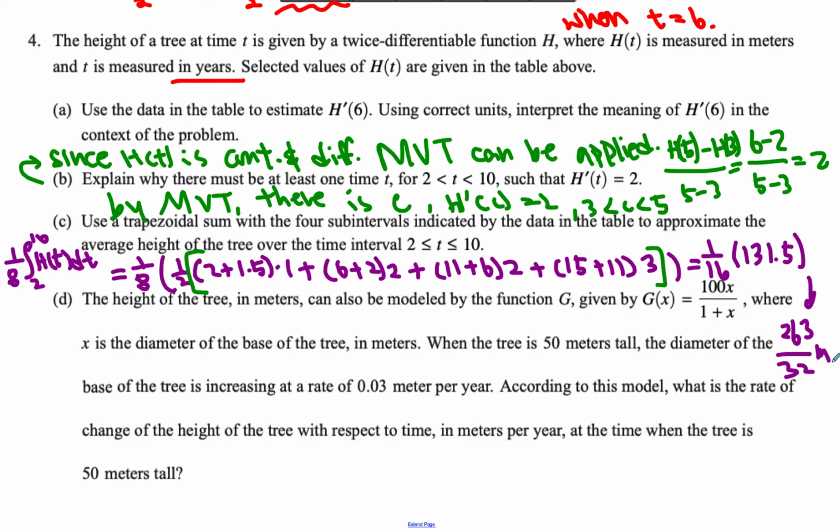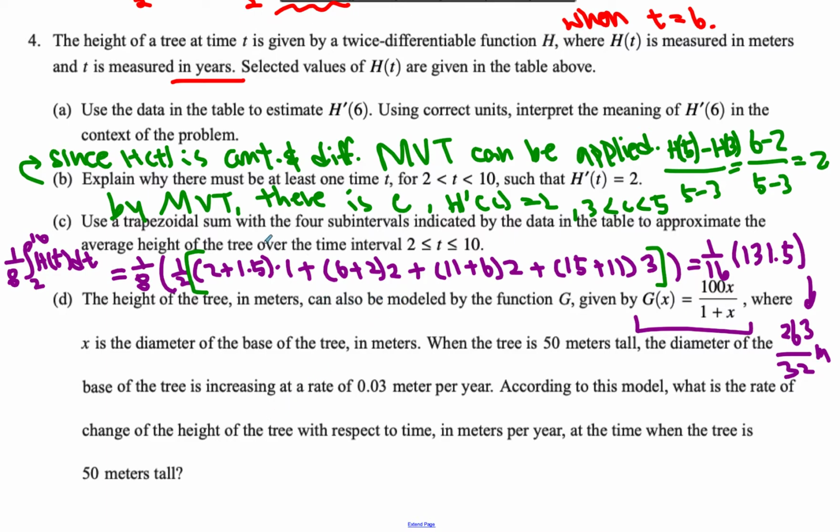Now, the height of the trees can also be modeled this way, okay? Where G is the height and x is the diameter of the base, and when the tree is 50 meters tall, the diameter of the base is increasing. So that means x is increasing at this rate. According to this model, what is the rate of change of the height? So basically, this is a related rates question.